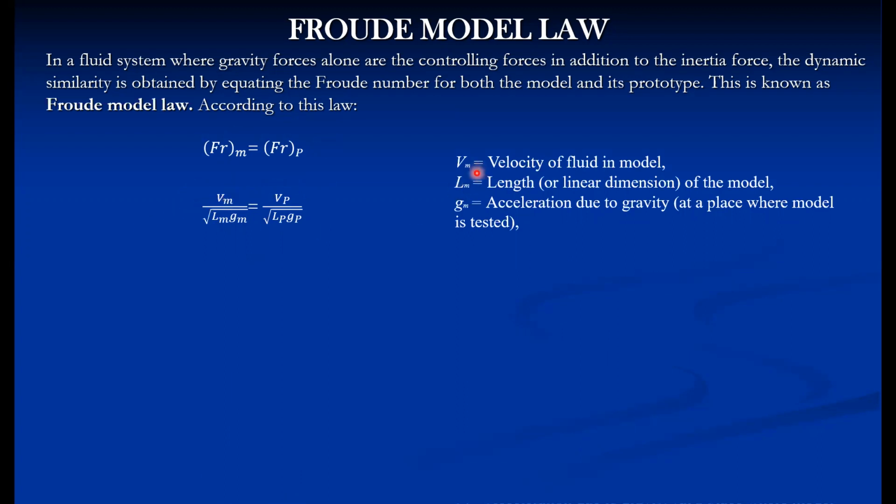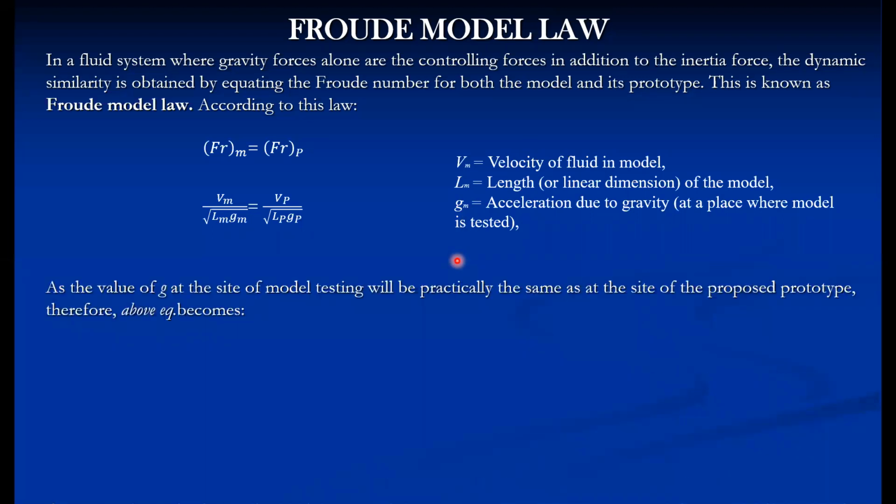where the suffix m is used for the model. So Vm is the velocity of fluid in the model, Lm is the length or linear dimension of the model, gm is the acceleration due to gravity, and the corresponding values with suffix p are the values for the prototype. As the value of g at the site of the model testing will be practically the same as at the site of the proposed prototype, the above equation can be reduced to V upon under root L for both model as well as prototype.